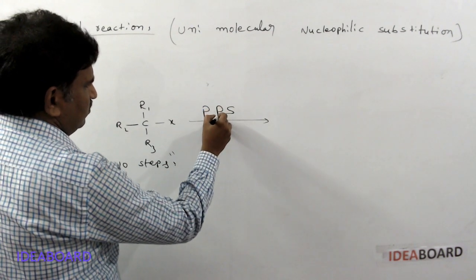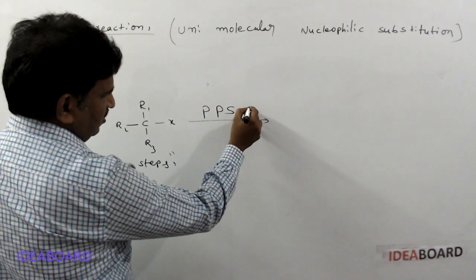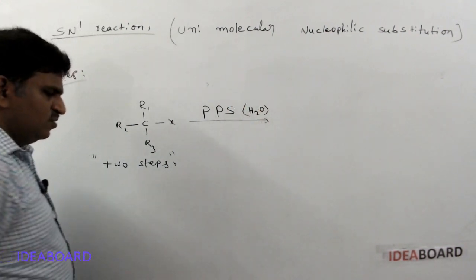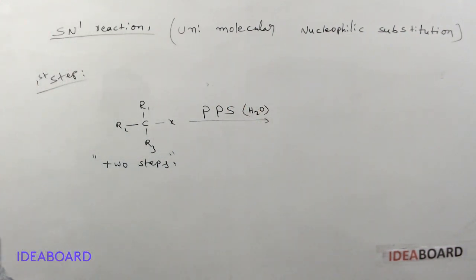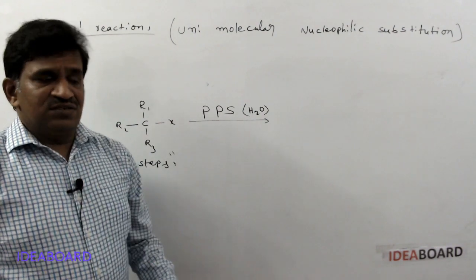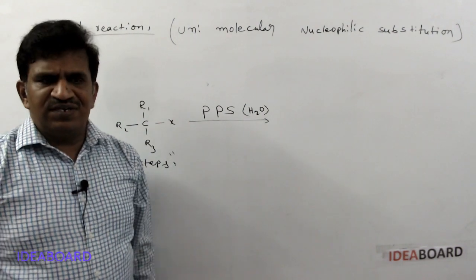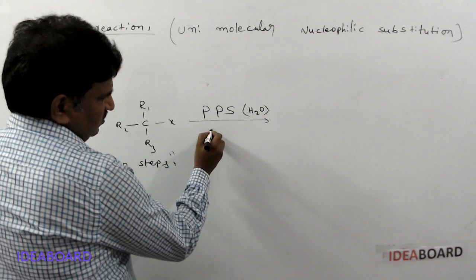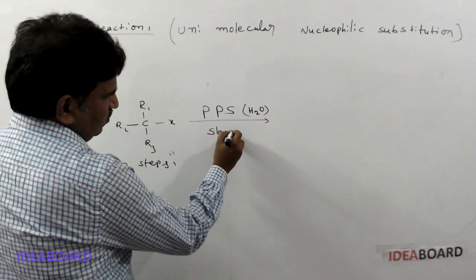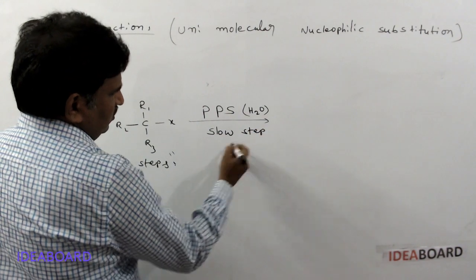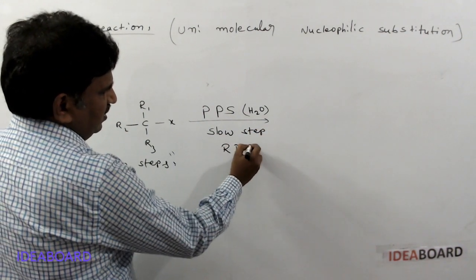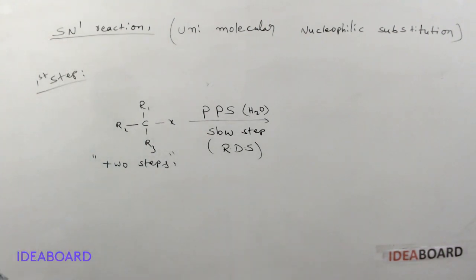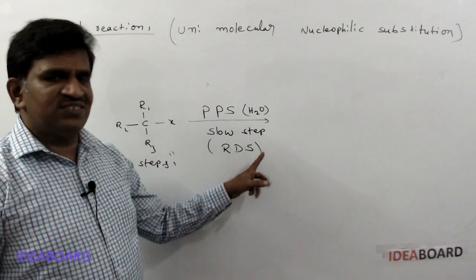What is a polar protic solvent? Generally, a polar protic solvent means one which releases H plus ion on ionization. For example, I gave water, and this is called the first step, and this is called the slow step, or it is also called RDS. What is RDS? Yes, RDS means rate determining step.